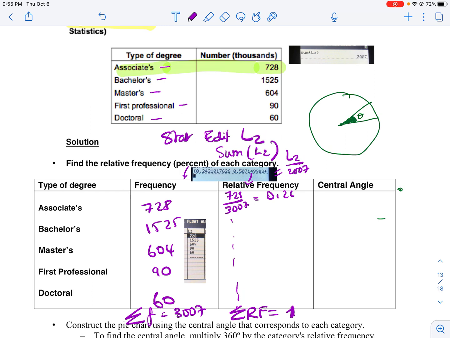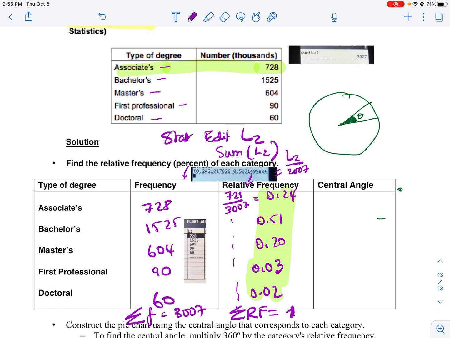728, so this is going to be 0.24. The next one is going to be 0.51. I'm rounding to the nearest hundredth. 0.20. 0.03. 0.02. When you add all of this, you should get back 1.